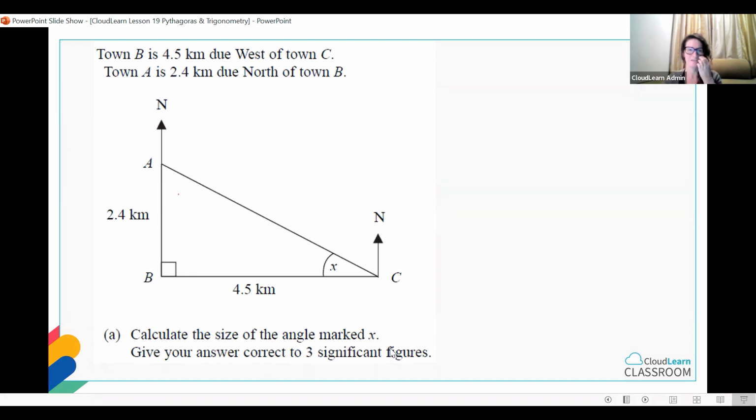Okay, so it really is just a trigonometry question here. A SOHCAHTOA question. We've got the opposite side. I can give you a chance to have a go at it if you like.